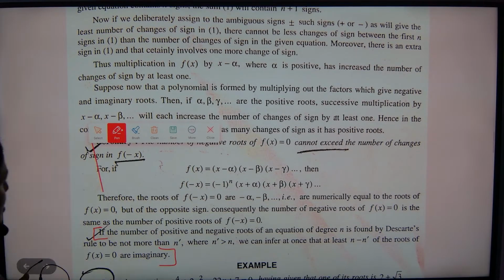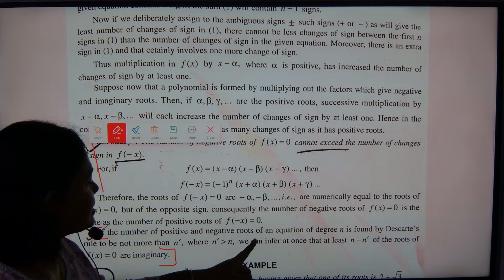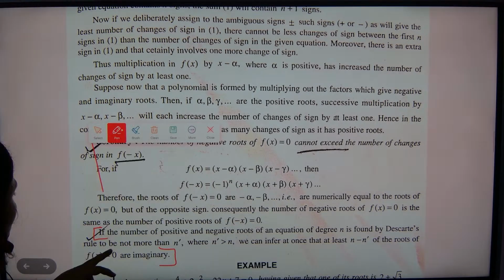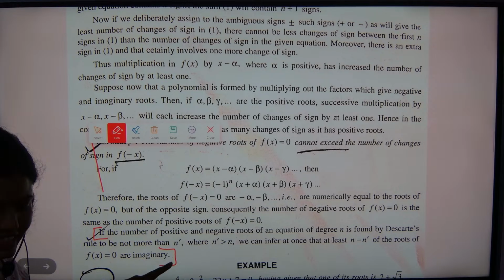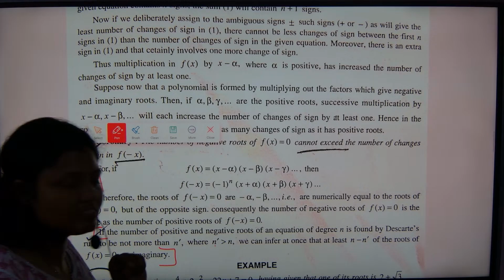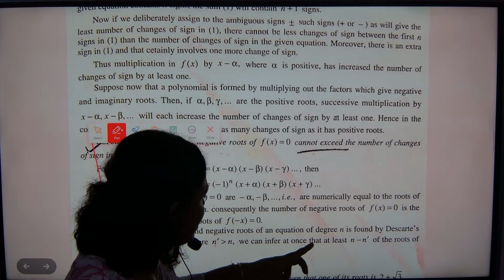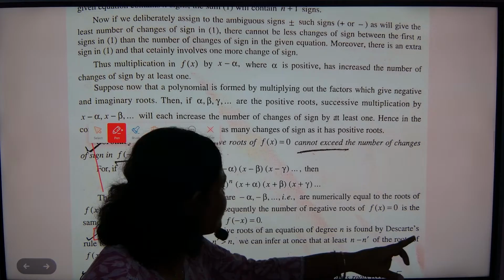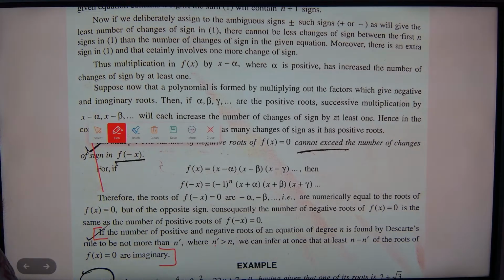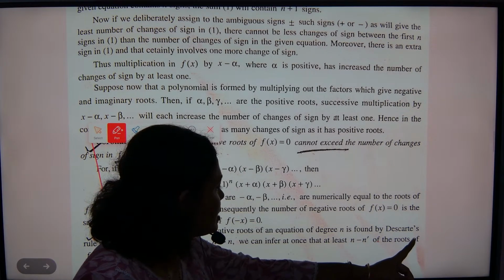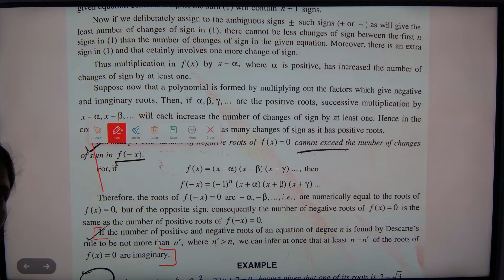If the number of positive and negative roots of an equation of degree n is found by Descartes rule to be not more than n dash, where n dash is greater than n, the degree of the equation, we can infer at once that at least n minus n dash of the roots of f(x) are imaginary. So at least n minus n dash of the roots of f(x) are imaginary. This line is very important.